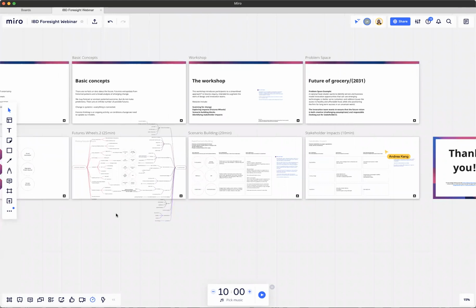We developed 2 futures wheels. We explored a wide range of change. We wrote a very quick rapid scenario, and we thought a little bit about how that impacts different stakeholders. Hopefully you found this interesting. Hopefully it's a repeatable and scalable process that you could take back to your team and run on your own.